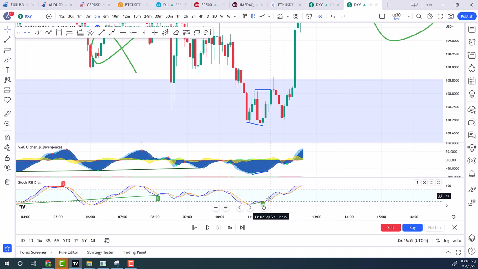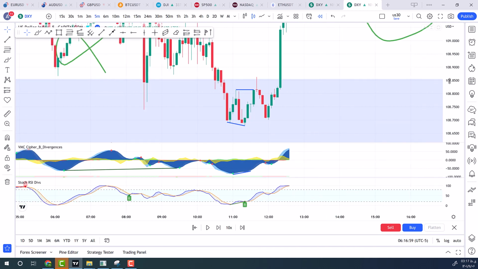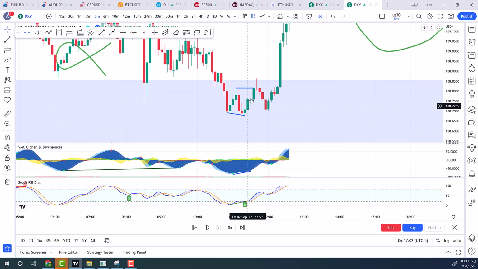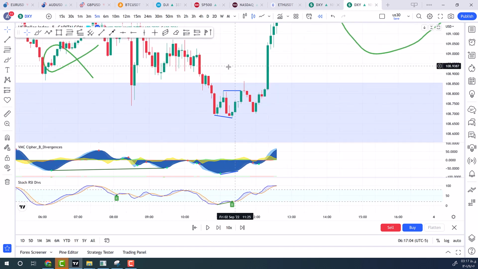This shows us a higher low as well, and here is our shift because it went up and it broke the structure.